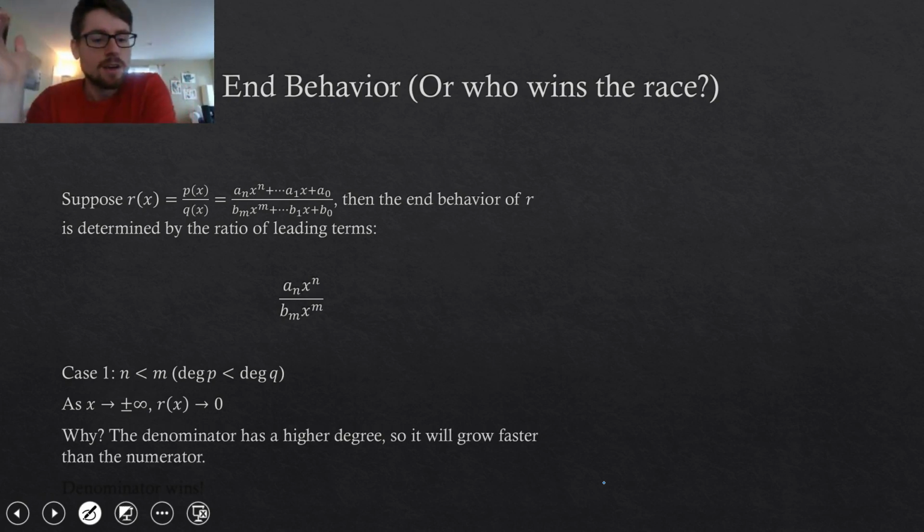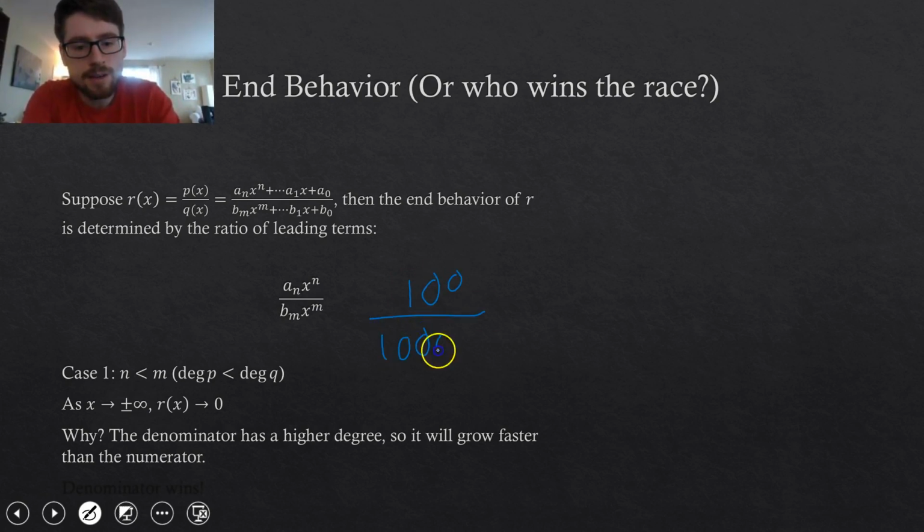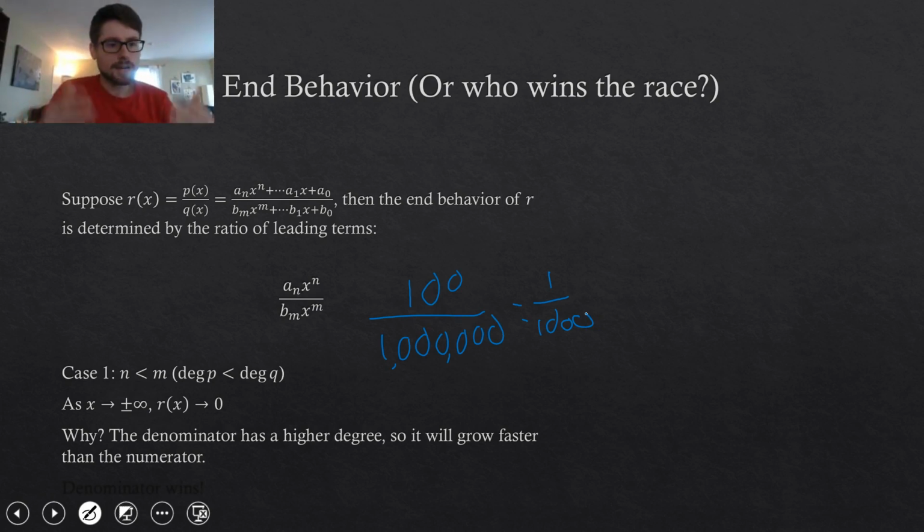So why is this the case? Well, the denominator has a higher degree than the numerator, and so it will grow faster. And what we know about fractions is that, even if you've got, say, 100 on top, if you've got 1,000,000 on bottom, this is going to be close to 0, right? Because you could simplify this down to 1 over 10,000, and this is very close to 0. And so if the denominator is bigger than the numerator, you're going to get close to 0. So in this case, the denominator is growing faster than the numerator, and so it's going to go to 0. The denominator wins the race in this case.